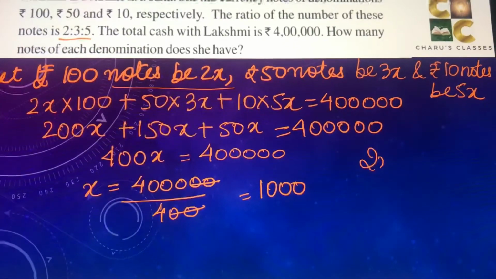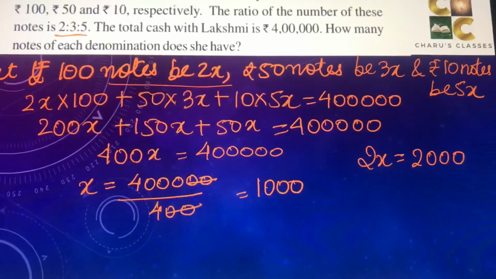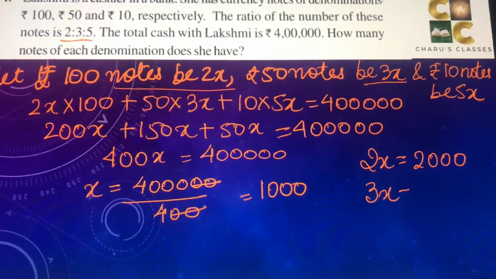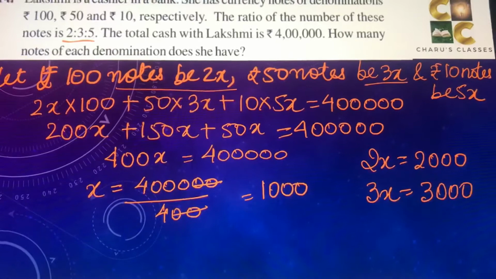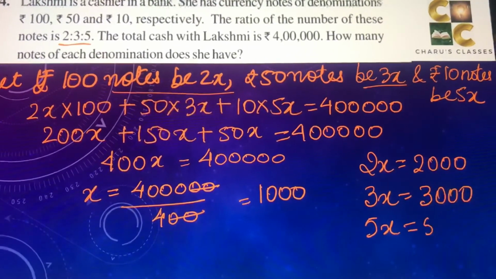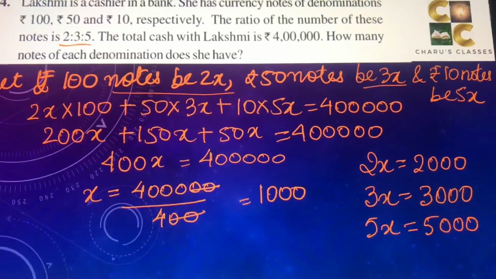So how many 100 rupee notes will be there? 2x, which will be 2 into 1000, 2000. 50 notes of 3x. So 3x, that means 3000. And 10 rupee notes of 5x. That means 10 rupee notes, 5 into 1000, 5000.